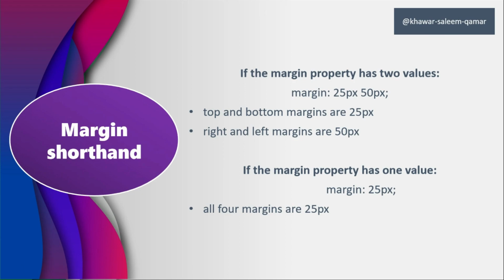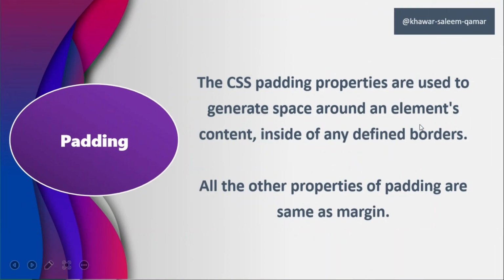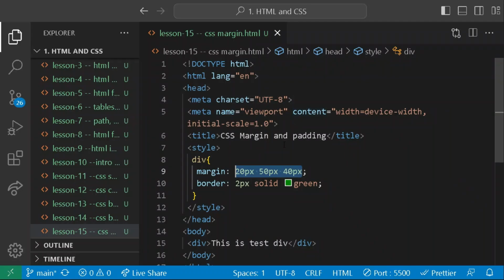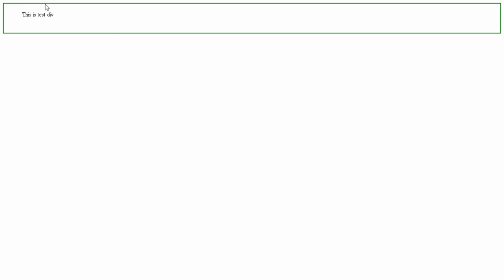After margin, there comes a new important property, which is padding. This padding is pretty much the same. All the shorthands and single values for padding are the same, but the only difference is that the padding space is provided from the internal side of the border. For example, if I write padding in here rather than margin, you can see that those spaces are given from the internal side of this border, not from the external side.